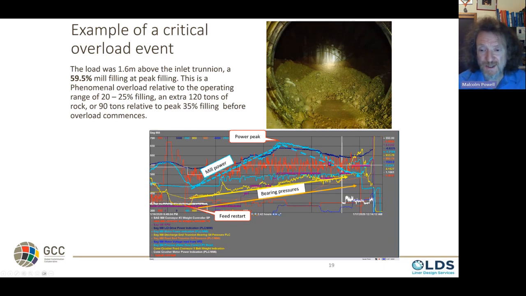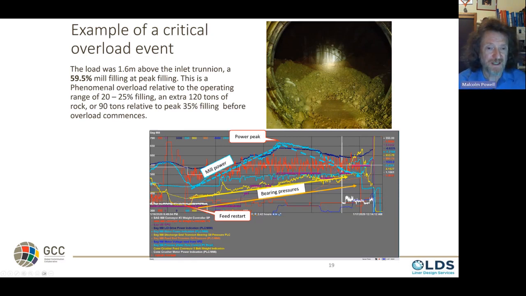And there's no logic in their control that says, hang on, that's a problem. So it just keeps increasing the feed rate. And the bearing pressure goes up, it pushes the feed rate, bearing pressure goes up. But the power is going down, so it gives it more feed. Until the mill tripped. And it had an extra 120 tons of rock.